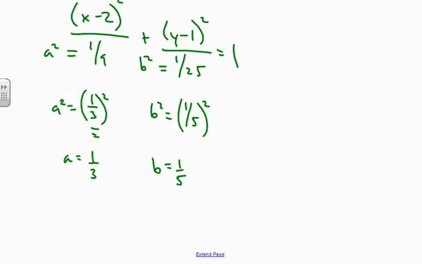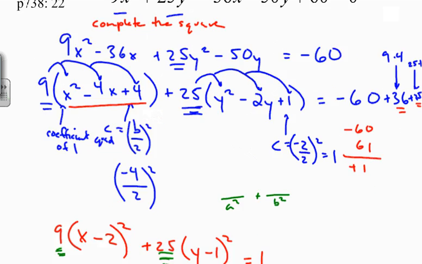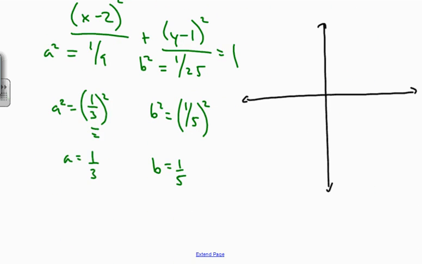Now, from here, we're going to graph and identify all our vertices and foci and eccentricity and finish up what they ask us to do way up here. And don't forget, we did all this work just so we can start this process.